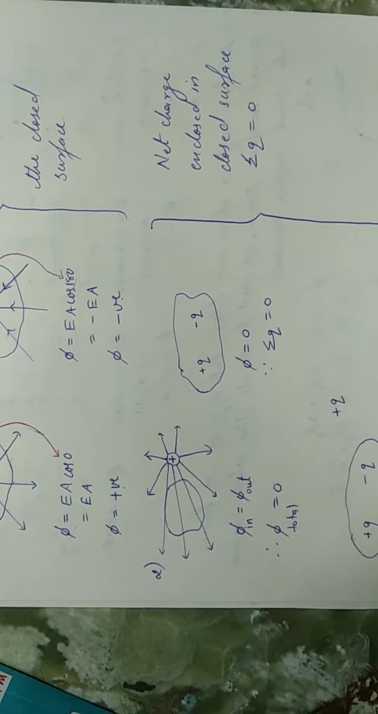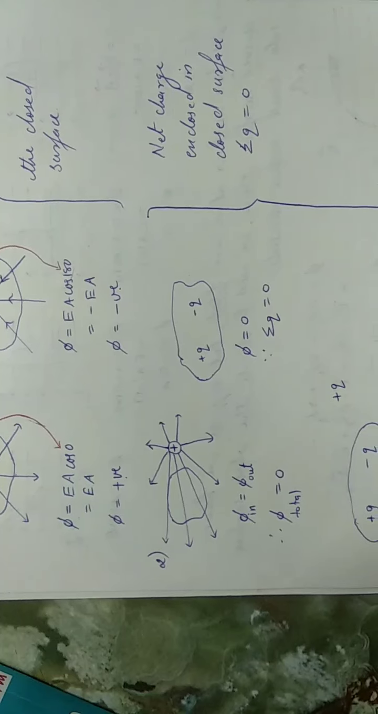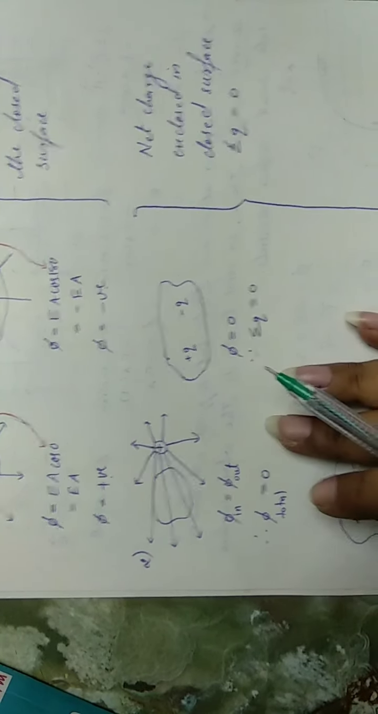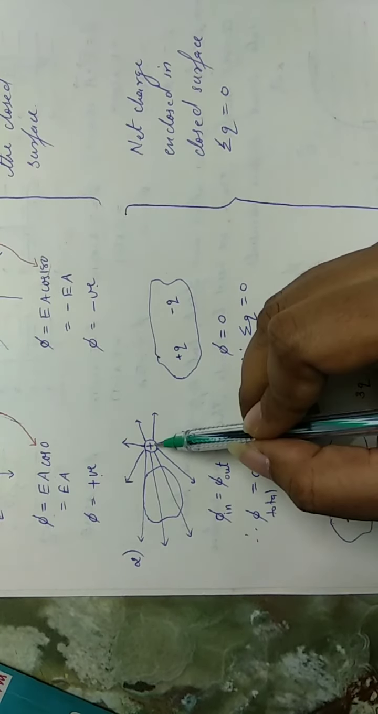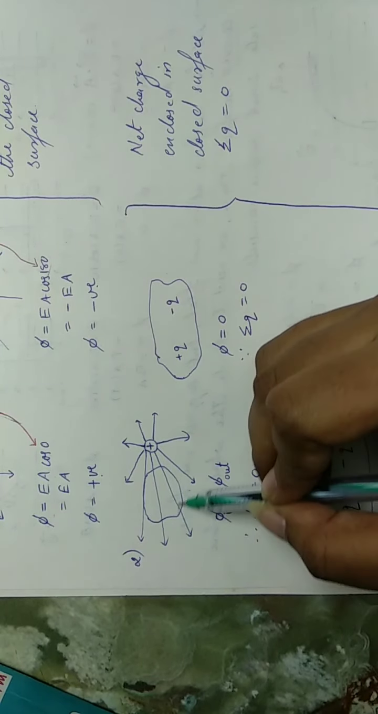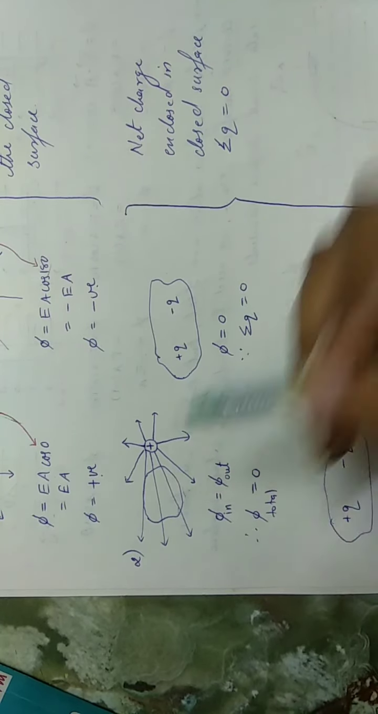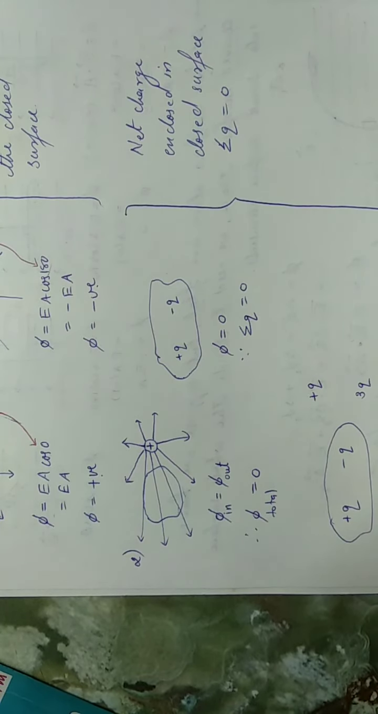Now we'll see other cases where the net charge enclosed in the closed surface is 0. Just see this case. Here we have a positive charge, but this charge is outside of this closed surface. Now just remember, what was the definition of flux? It was the number of field lines passing through a surface normally.